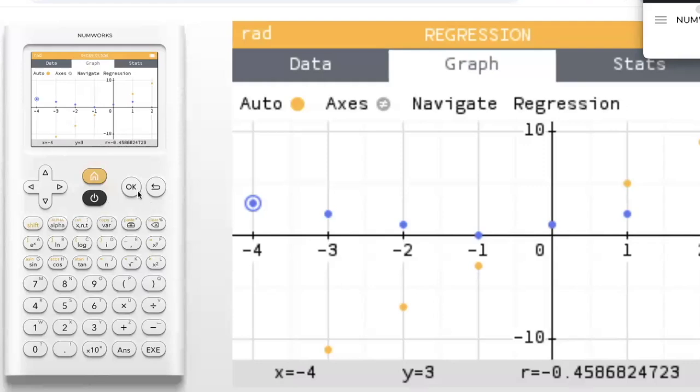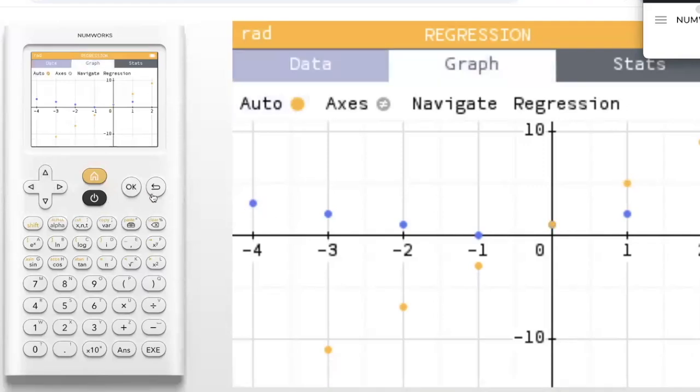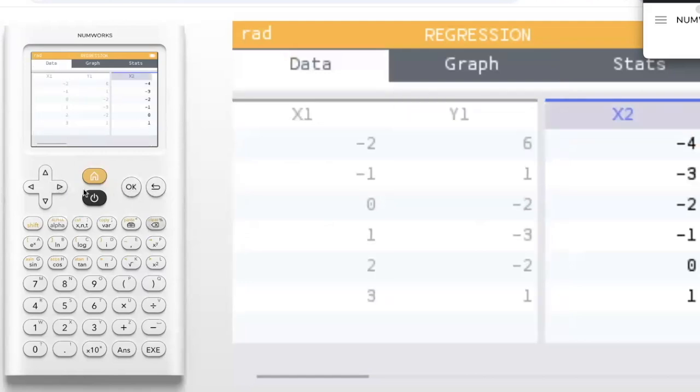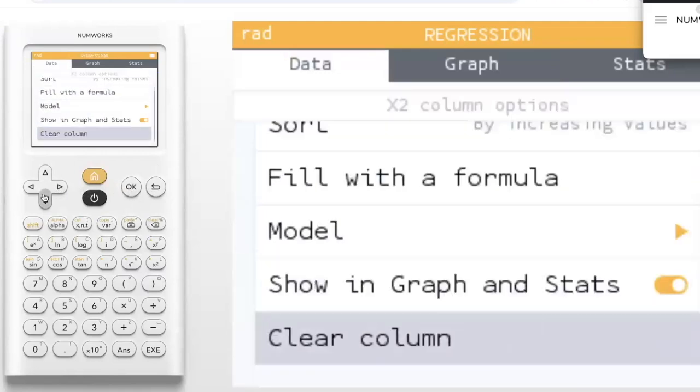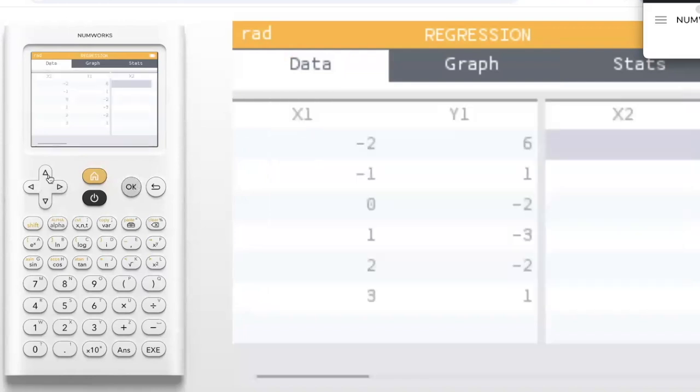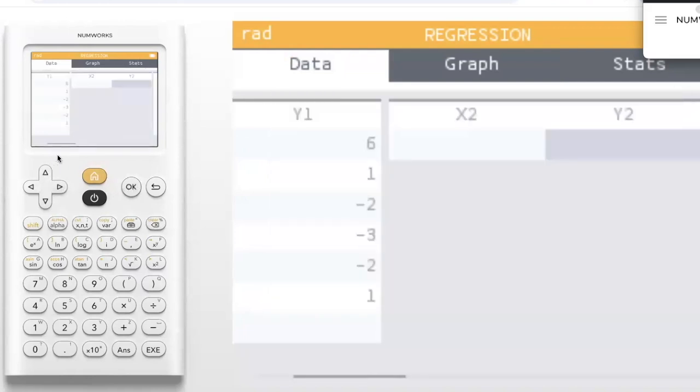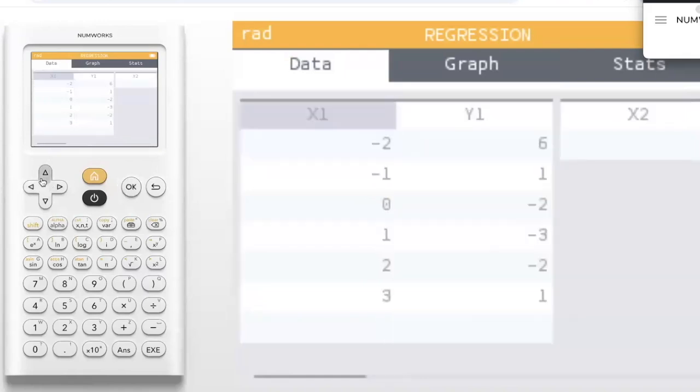So for my blue, I'm actually going to just delete my blue just to show you that you can also just delete your lists as well. I can just highlight it, hit OK, and say clear this. I don't want it. Clear that out. Clear my Y's. I don't want it. And now it's gone. So we don't have that blue option anymore.